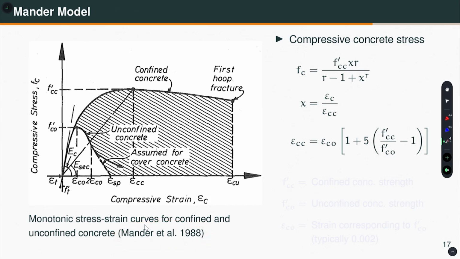So, what is the idea? Very similar, that you are looking at compressive stress and this is the strain. So, this is the monotonic envelope. Here you can capture the hoop fracture which was not present in the Kent-Park model or modified Kent-Park model, and this is the behavior for the unconfined concrete. The strength of the unconfined concrete is defined by f_co, and for confined concrete it is f_cc prime.